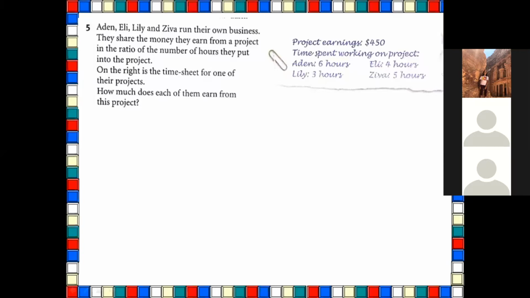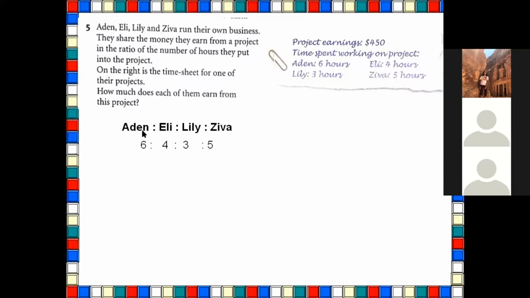So this is the sheet. On the right is the time sheet for one of their projects. How much does each of them earn from this project? In this project, they earn $450. The time spent working on the project is: Adam works 6 hours, Ellie 4 hours, Lily 3 hours, Ziva 5 hours. So this is their ratio. Adam, Ellie, Lily, Ziva, 6, 4, 3, 5.